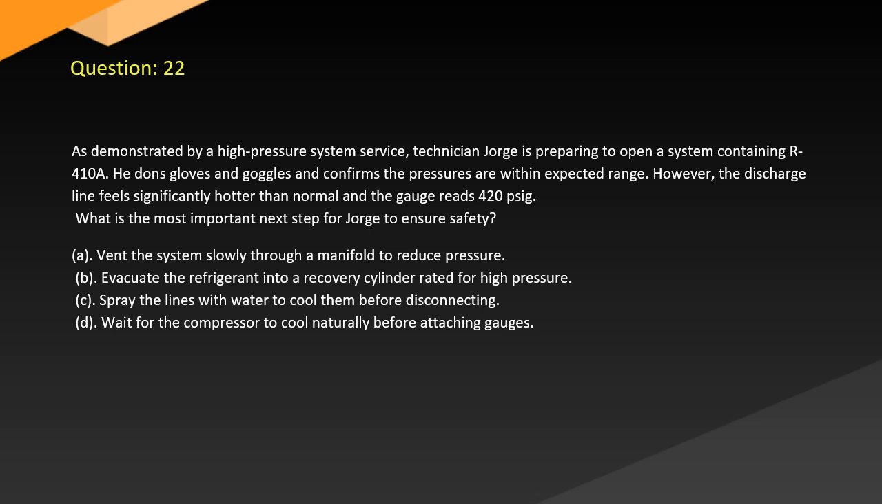A. Vent the system slowly through a manifold to reduce pressure. B. Evacuate the refrigerant into a recovery cylinder rated for high pressure. C. Spray the lines with water to cool them before disconnecting. D. Wait for the compressor to cool naturally before attaching gauges.